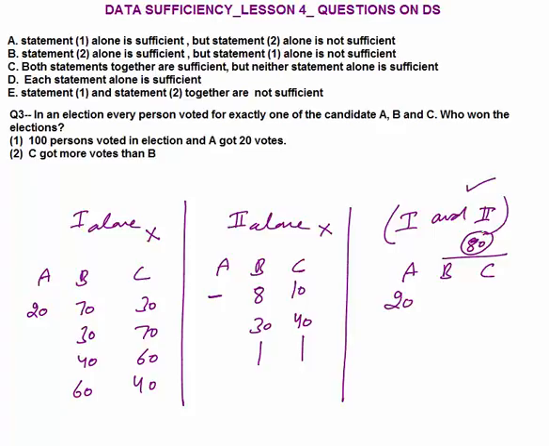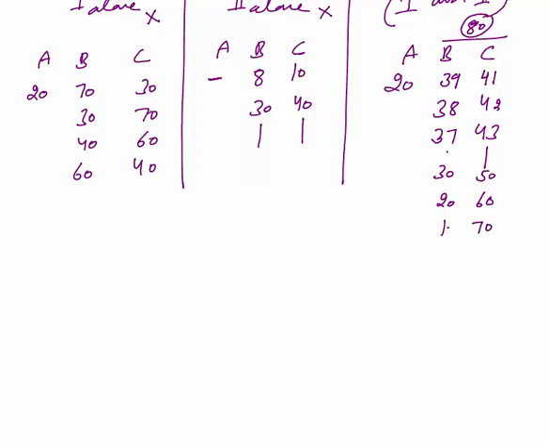The second says that C got more votes than B. Now the total is 80, so the minimum difference would be 2. This could be 41 and 39, because the total should be 80 and we know that C got more votes than B. So it could be 42 or 38. It could be 43, or you can say 37. It could be 50 and 30. It could be 60 or 20, 70, 10, and there will be any number of possibilities.